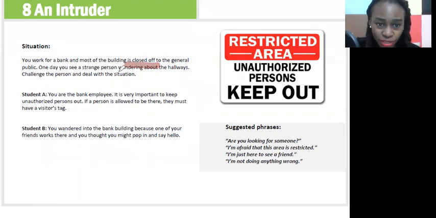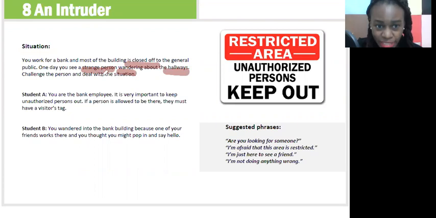One day you see a strange person wandering about. Buradaki wandering böyle plansız yürüyor. Yürüyor bu tarafa gidiyor, bakıyor böyle. That's wandering about. So hallways, corridor. So koridorları böyle bakıyor, yürüyor, bakıyor. And strange person bir tanımadığın kişi. So one day you see a strange person wandering about the hallways. Bir gün bir tanımadığın kişi böyle bakıyor, izinsiz yerlere giriyor.